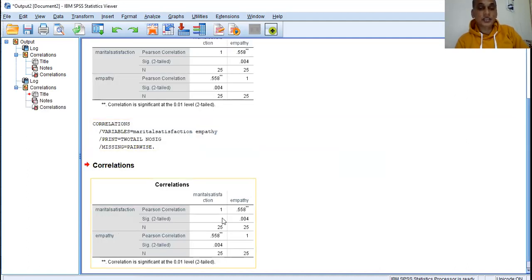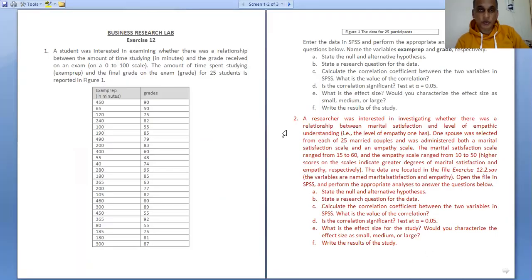So marital satisfaction and empathy are significantly correlated at 0.558 with a significance of 0.004. So that is the answer we are getting. The value of n is 25. This we know. So just to move back to the question so that we can answer it, let me share the question again to you all.